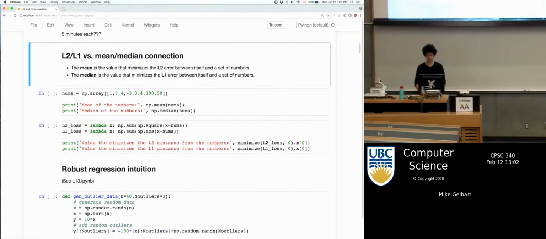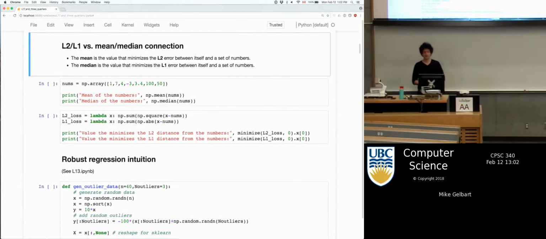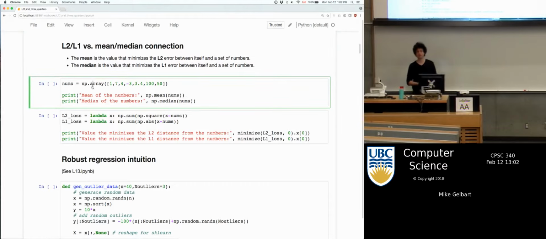Okay, first thing I wanted to talk about is this issue of L2 and L1 loss has a connection to mean and median, which you may know, but if not, I think it's good to know. And so here's what I'm going to do. The mean is a value that minimizes the L2 distance between itself and a bunch of numbers. And the median is that same thing for L1.